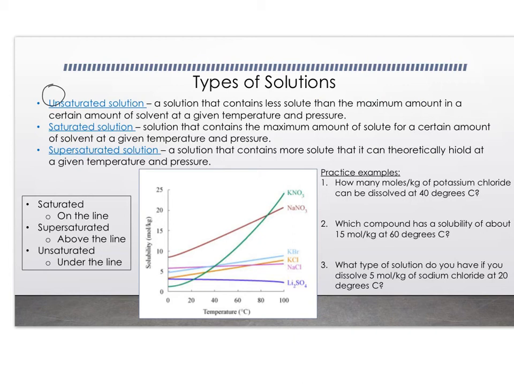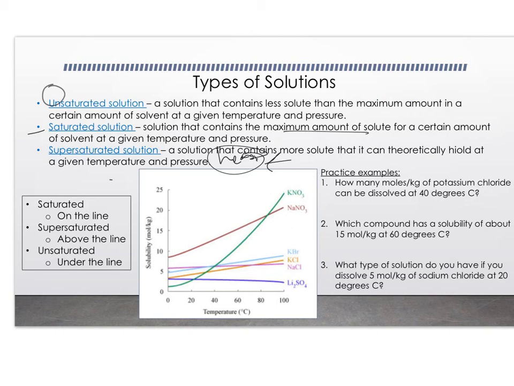Your saturated solution is a solution that contains the maximum amount of solute that it can dissolve at a certain volume at a given temperature and pressure. So saturation is at the point where you cannot dissolve anymore. And then your supersaturated solutions are a solution that contains more solute than it can theoretically hold at a given temperature and pressure. And that's because you heat up that solution and you can increase the amount that you can dissolve. So go back to the factors that influence the rate of dissolution. Temperature is the only one that can increase the amount that you can dissolve.